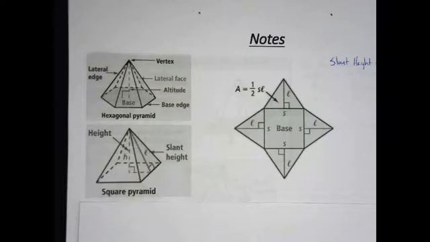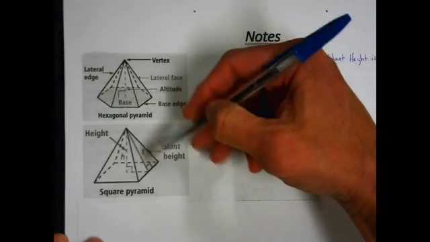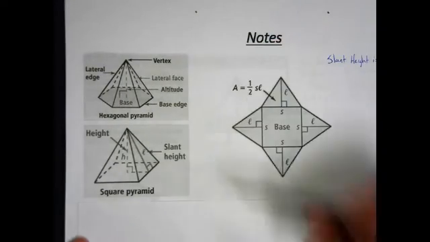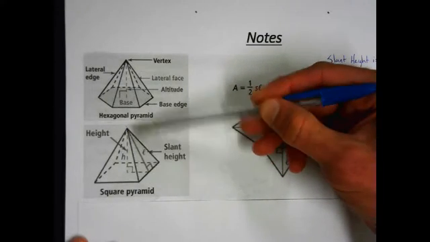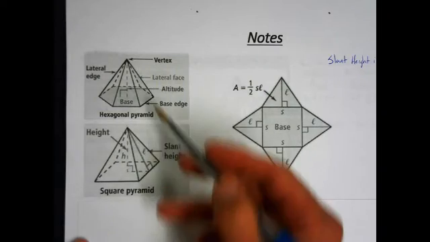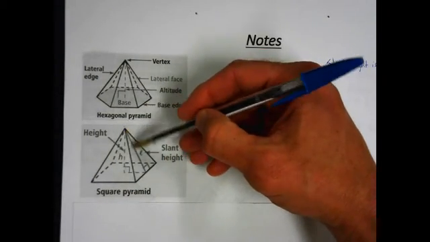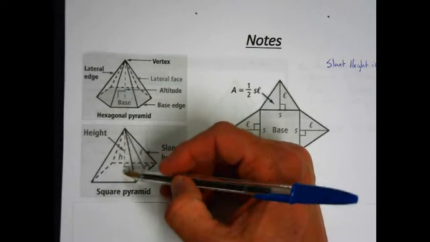Now, with a pyramid comes something different that we haven't dealt with in prisms, and that is something called the slant height. The slant height is a new thing. Okay, and the slant height goes from the vertex of the pyramid down to one side of the base. Okay, so a base edge, if you will. And so we have to understand what the slant height is and how it differs from the height.